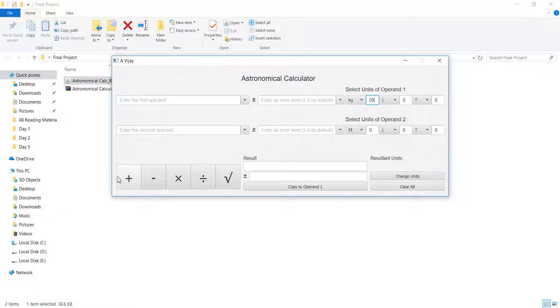There are 5 arithmetic operations provided here and a result box with a value and its error term on operation of these arithmetic operations. Finally, I provided means to copy the result onto the first operand, and a button to change units of the result to any other desired unit system, and a clear all button to start fresh again.